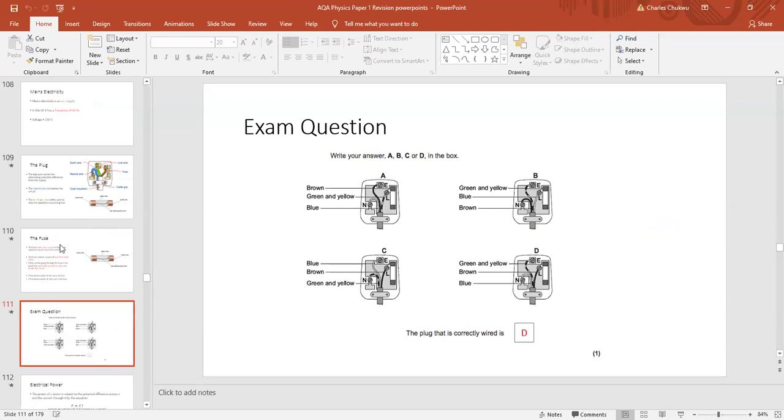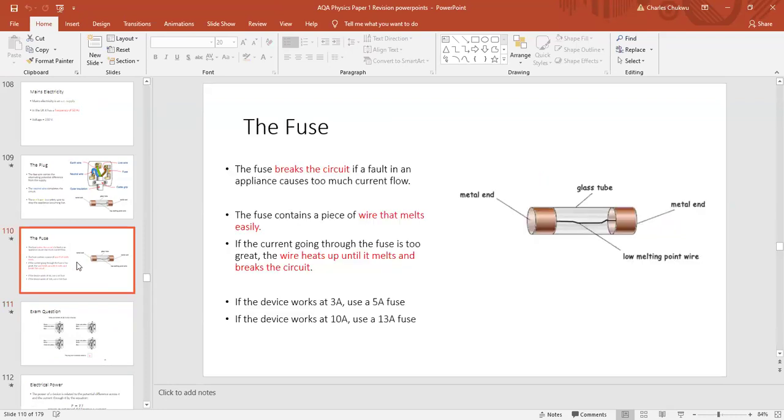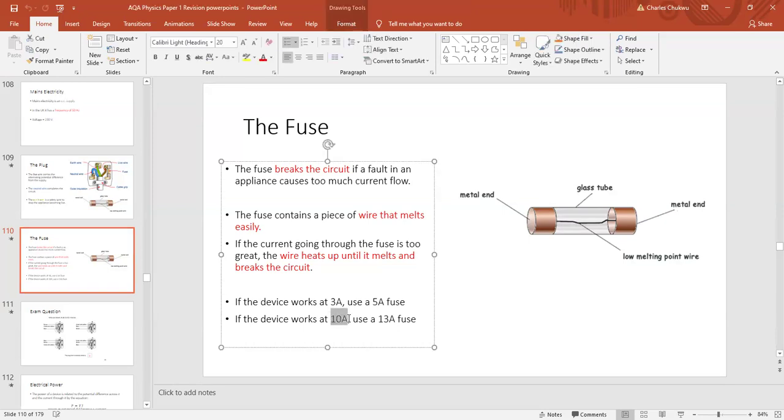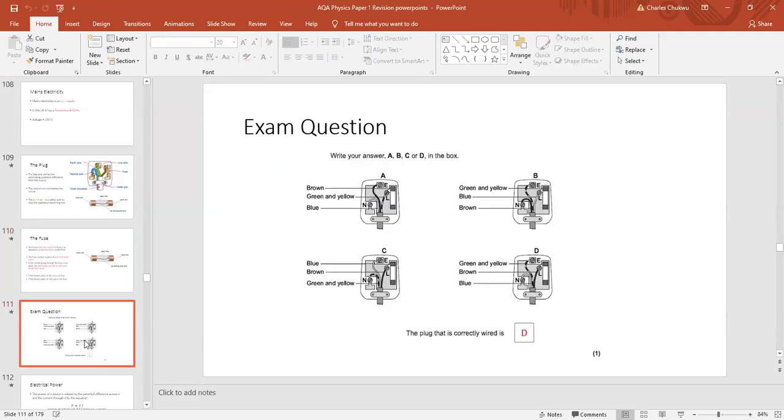So here we go. Sorry, let me take a look at those figures again. 3 amps, we need a 5 amp fuse. 10 amps, we need a 13 amp fuse. So just see the difference. This one is 2 amps higher than the 3 amps that the device would use, and this one is 3 amps higher than what it's supposed to use. So I think this is like a test question.